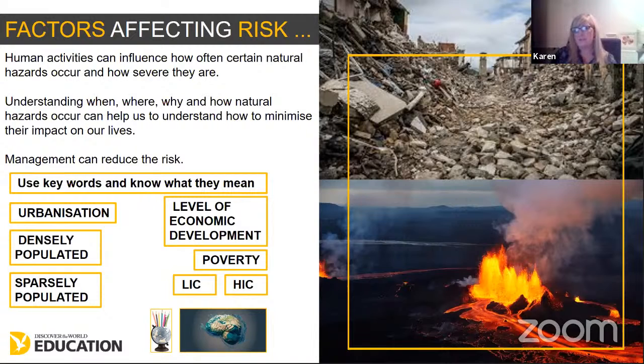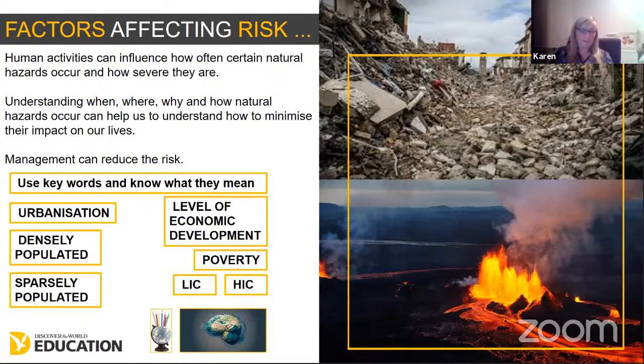These two photos here on the side show an area that has been damaged by an earthquake, and a volcanic eruption. The top one is obviously quite a densely populated area, so the risk here was obviously very, very high. The bottom photo, where you've got the volcano and you can't see any population, towns, or evidence of any, is obviously a sparsely populated area. So you've got to really weigh up the risk here.